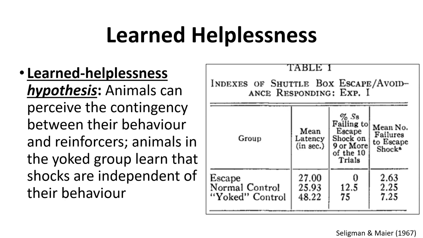And over here are just the data that support what we just talked about verbally. The numbers themselves aren't very important. They're just showing us that the yoked control group end up failing to escape a lot more often and take a lot longer to learn.